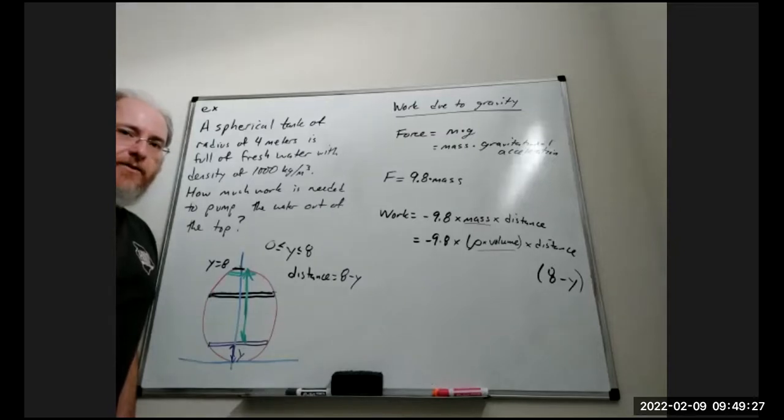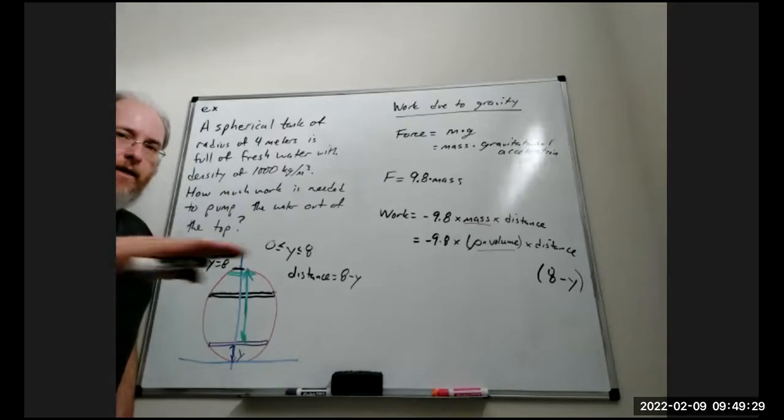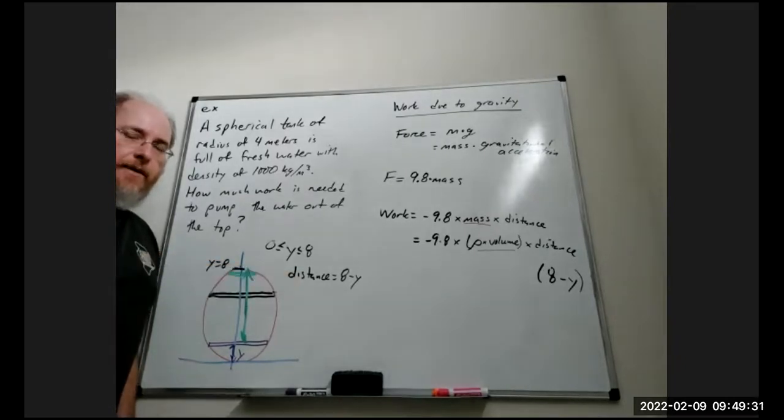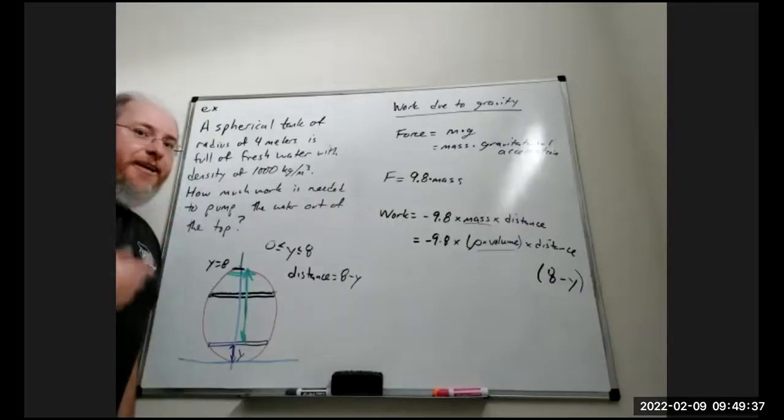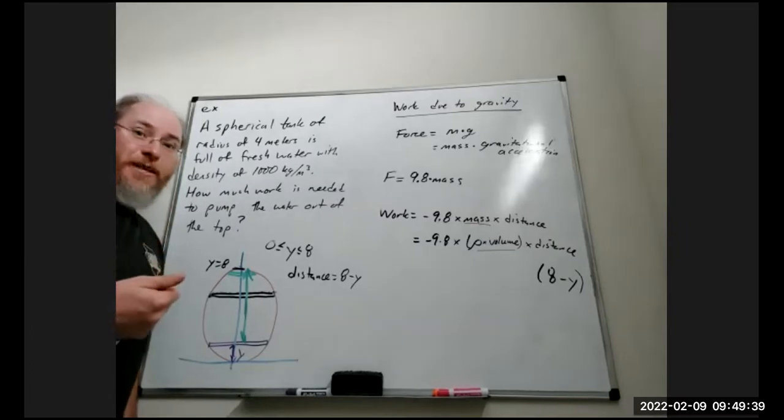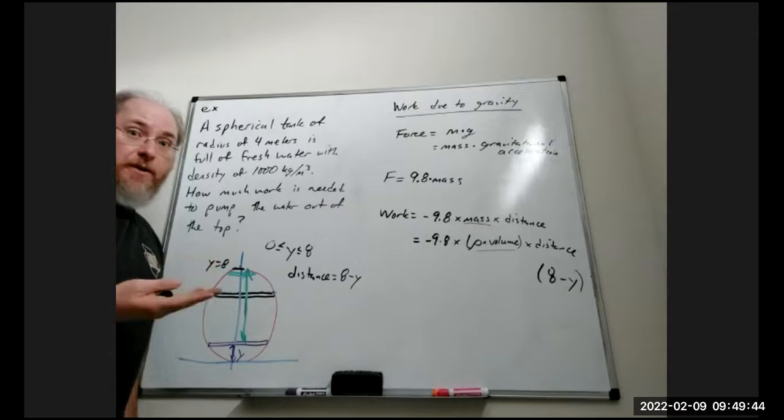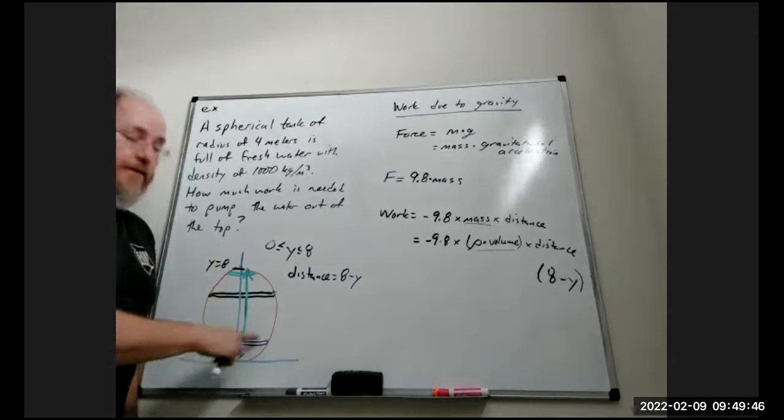I've got a spherical tank, and I look at any slice of that sphere. What do I see? A disc. Yep, it's just a disc. It's a circular disc, just like all the ones that we saw when we did volumes of revolution. A sphere is a volume of revolution, so we're going to get a disc here.